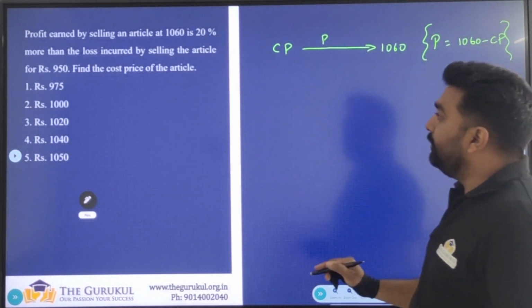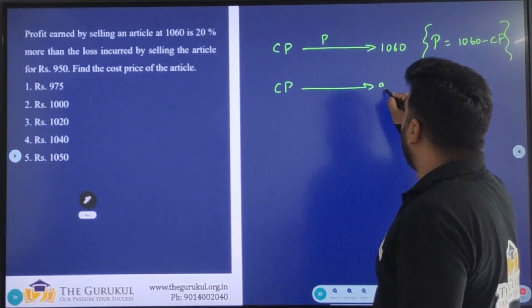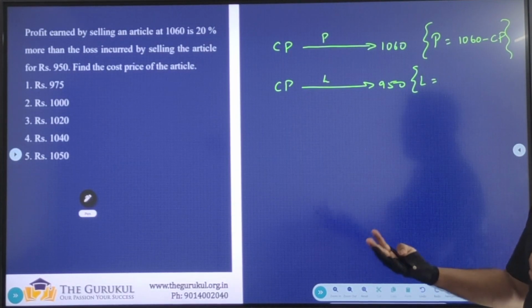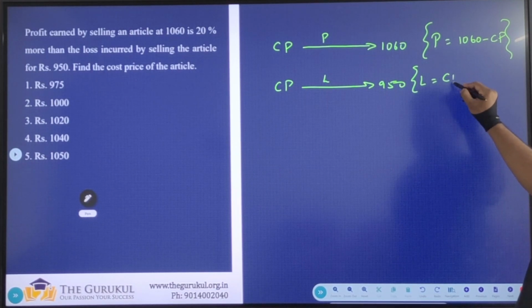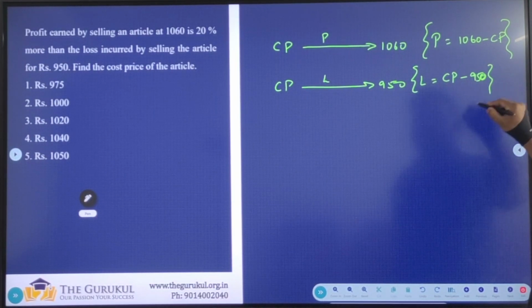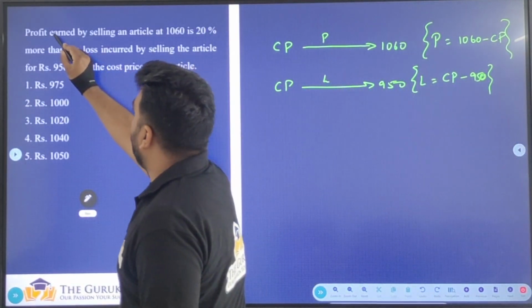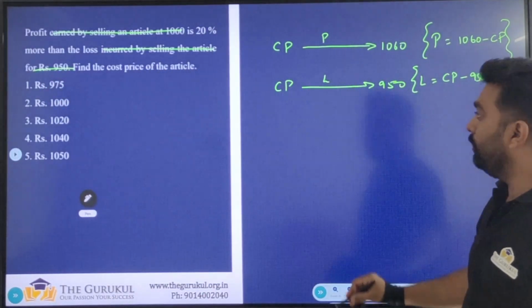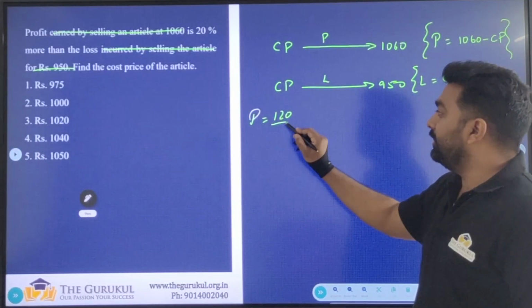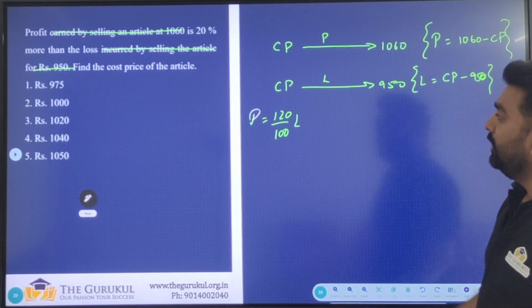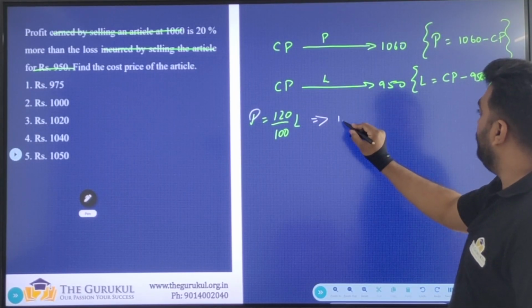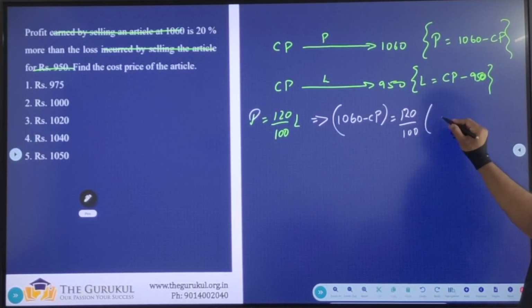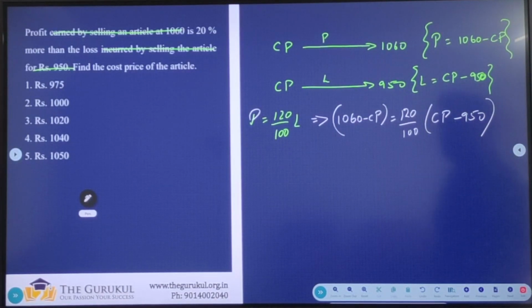20% more than something when I am selling for 950. So cost price, when I am selling for 950, I got a loss. So loss should be equal to, when they say loss, my selling price is less than cost price. So this will be cost price minus 950. Now observe, profit is 20% more than loss. That's what they are talking about. So profit is equal to 120 by 100 of loss. So let us write this properly. Profit, which is 1060 minus cost price, is equal to 120 by 100 into cost price minus 950.